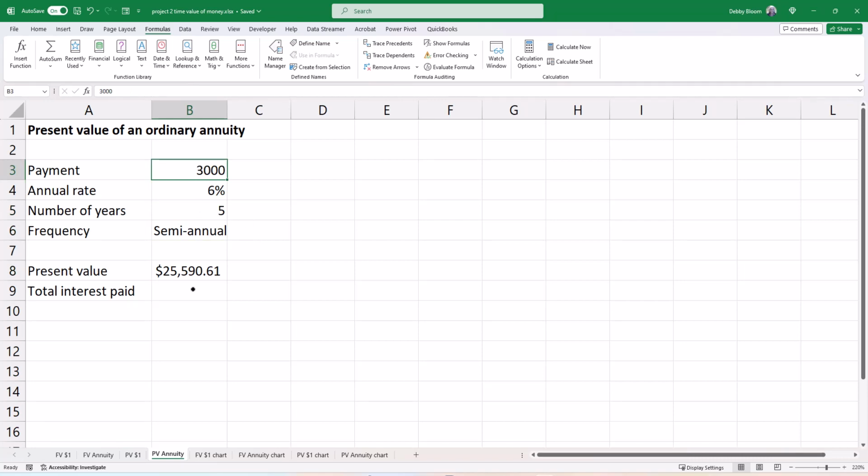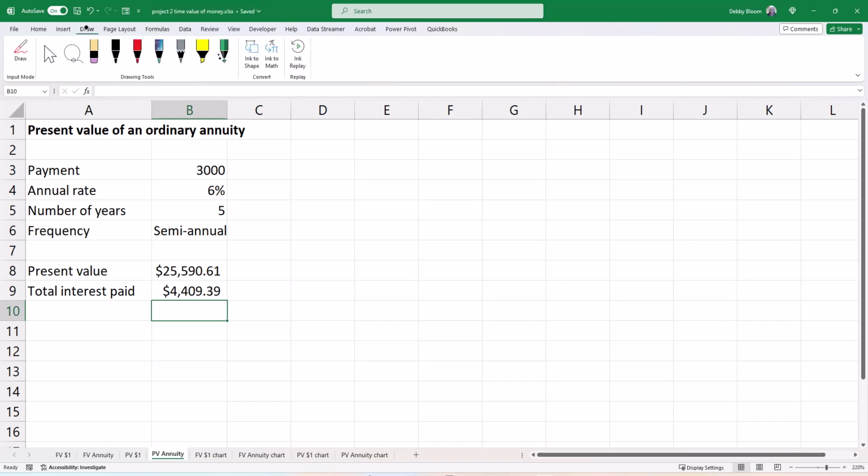Now notice, if you're making 2 payments a year of $3,000, you're making a payment of $6,000 a year over 5 years. So the total interest paid is going to be what you're paying back minus what you borrowed. So $3,000 over 5 years times 2 times a year is what we're paying back. $25,000 is what we're borrowing. We are paying interest of $4,409.39 over the 5 years.